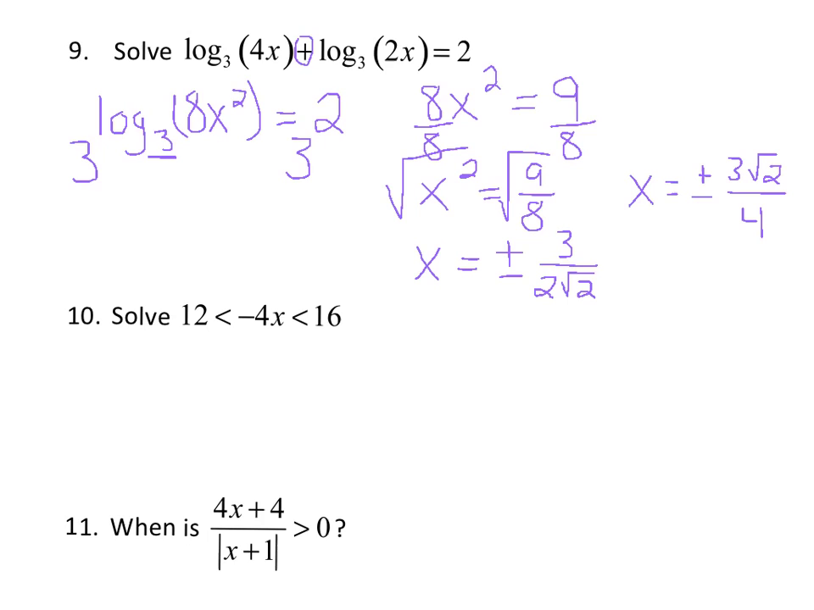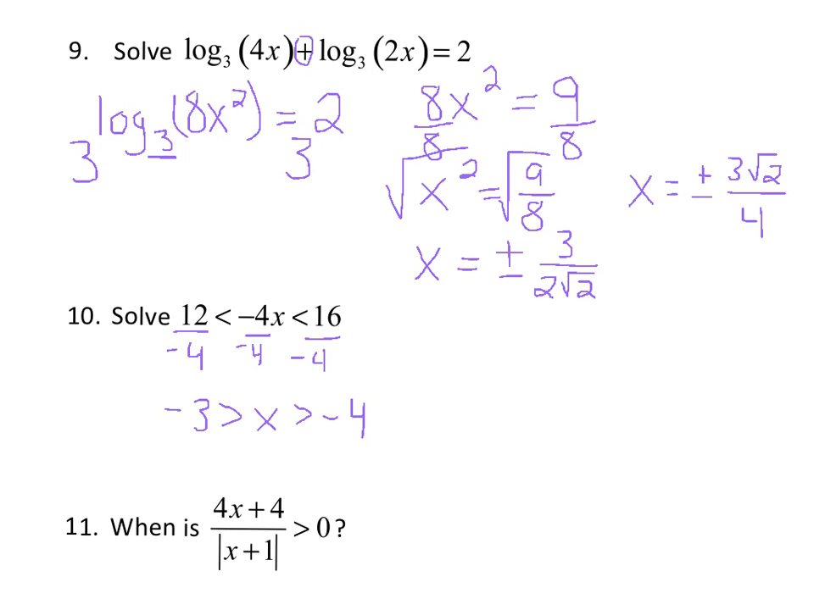For number 10, if we have 12 is less than negative 4x, which is less than 16, I can solve this all at once by dividing everybody by negative 4, except we do need to remember that when we're solving inequalities and we divide by a negative, we need to flip the sign. So we end up with negative 3 is greater than x, which is greater than negative 4.